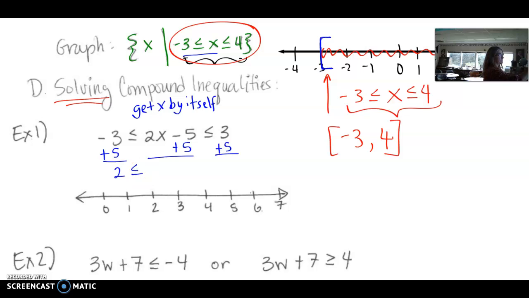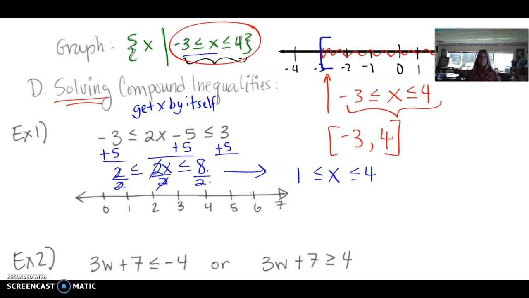The -5 and +5 cancel out, so I just have 2x in the middle, less than or equal to 8. And then we have 2x in the middle, so we want to get rid of the 2, and it's 2 times x, so we're going to divide by 2. On the left I have a 1, in the middle, because 2 over 2 was 1, I have 1x, or just x, and on the right side, 8 divided by 2 is 4.